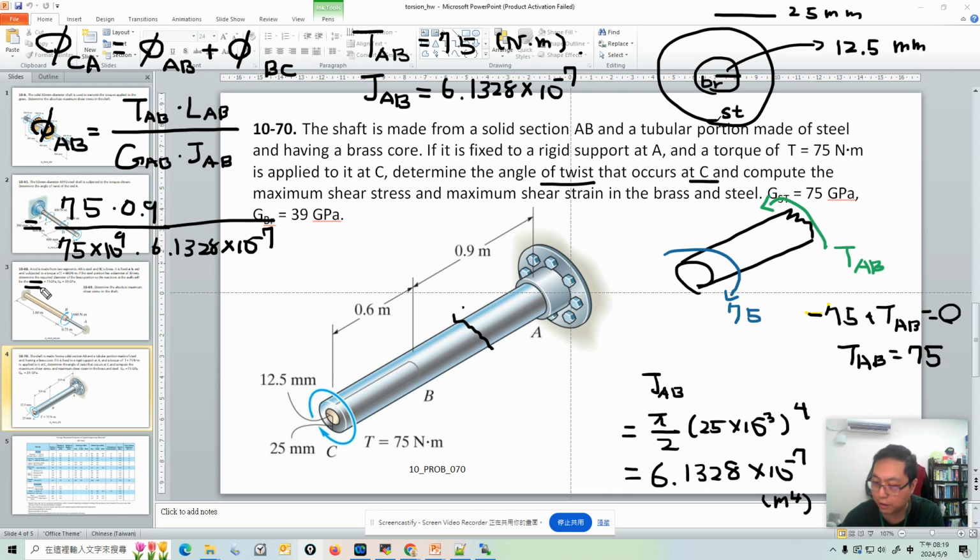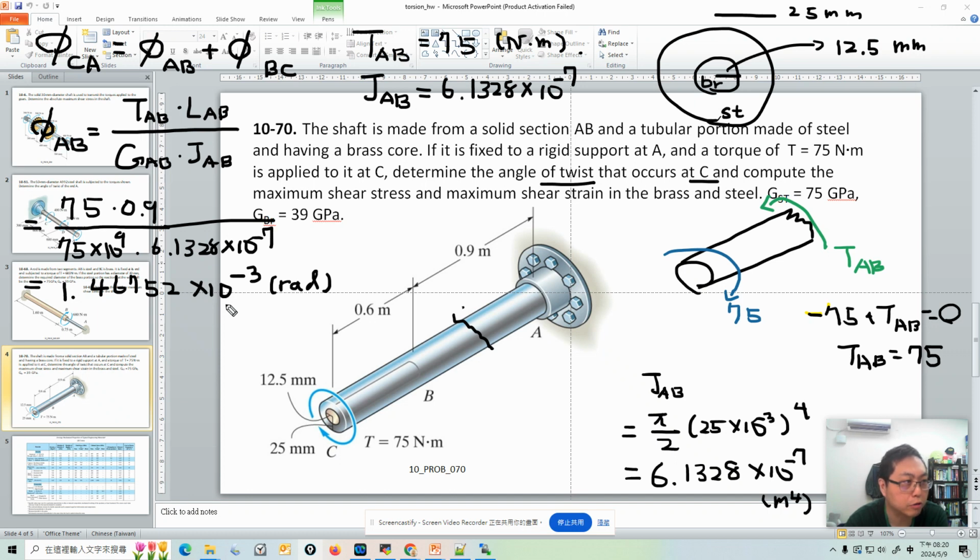Let me check my notes. It's kind of a lot of things to do right now. So this phi AB is equal to 1.46752 times 10 to the power minus 3. So this is the angle of twist for the AB section, and its unit is radians. Okay, so now we know phi AB.